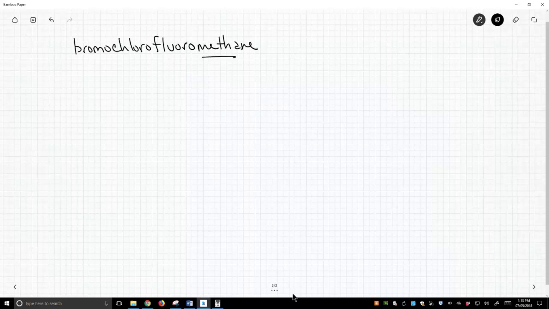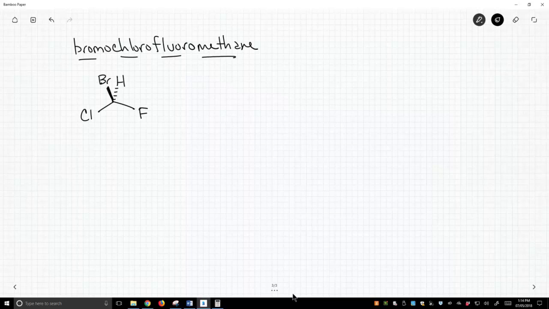And on this methane, we're going to have a bromine, a chlorine, and a fluorine. So let's draw this as an sp3 hybridized carbon. And all I've really done is drawn the skeleton of a tetrahedral carbon. Now let's sprinkle our 4 groups on this molecule. Here's a bromine, there's a chlorine, there's a fluorine, and last but not least, we put in the hydrogen. So this is our molecule.